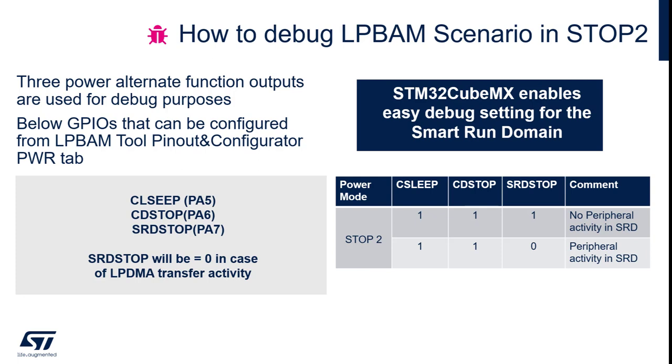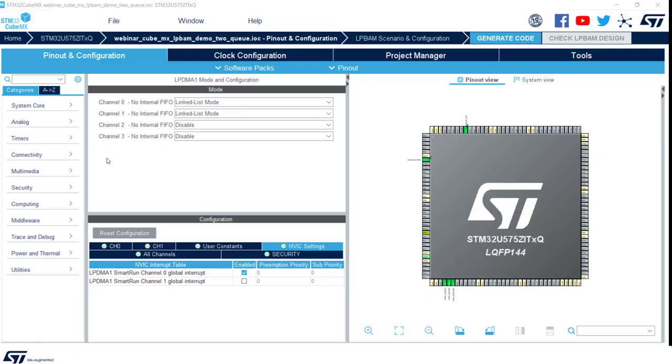It's possible to configure free power alternate function outputs for debug purposes using CubeMX. These pins are CLSleep, CDStop and SRDStop. CLSleep and CDStop show the activity on the CPU domain, while SRDStop shows the state of the SmartRAM domain. In stop 2 we expect to see CLSleep and CDStop high and SRDStop toggling and going to zero in case of LPDMA transfer activity. Let's now go through the steps we did to add the second queue.